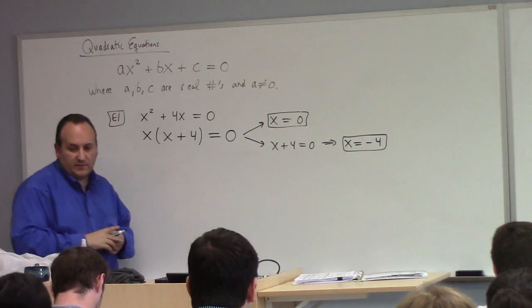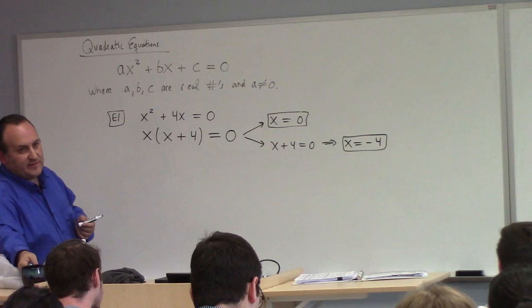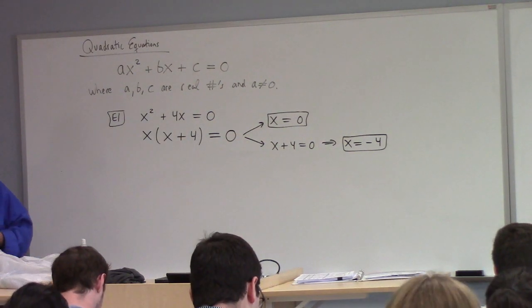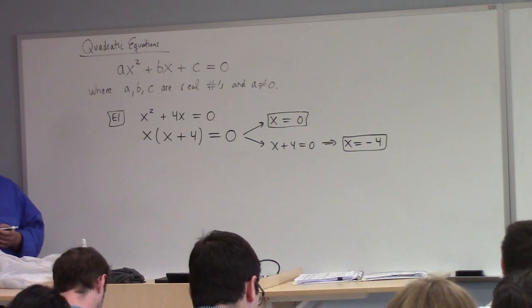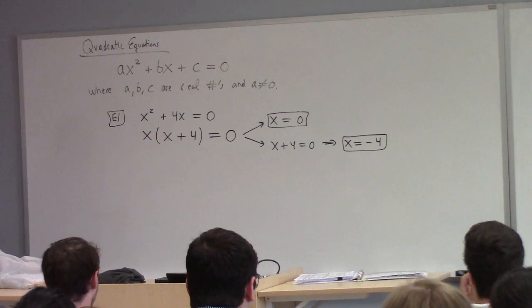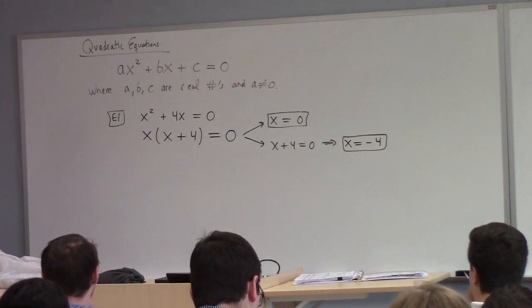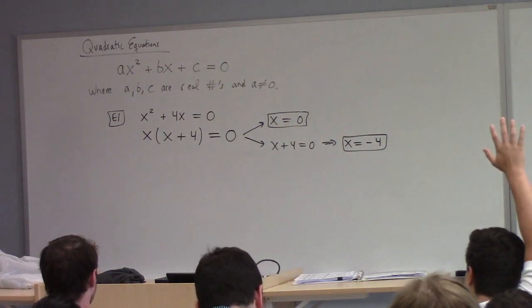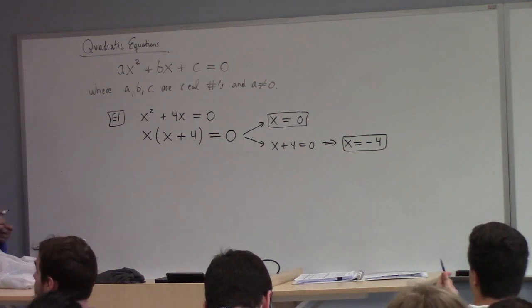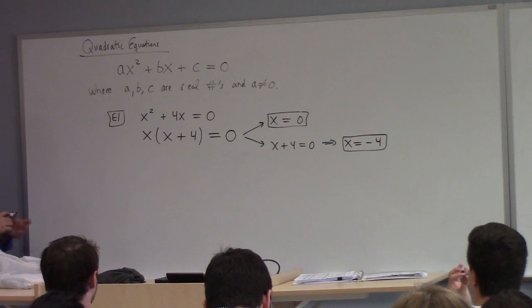So the solution to a quadratic equation is not a single number, it's a pair of numbers. You guys with me? So that's example 1. Any questions about this?